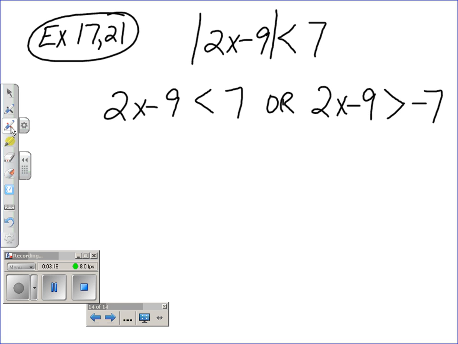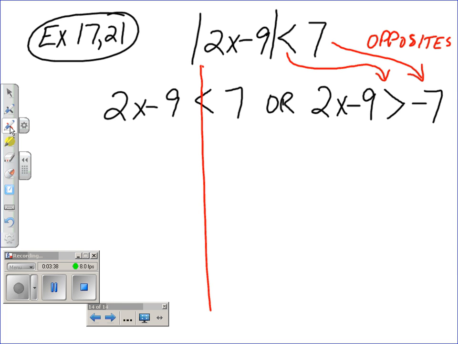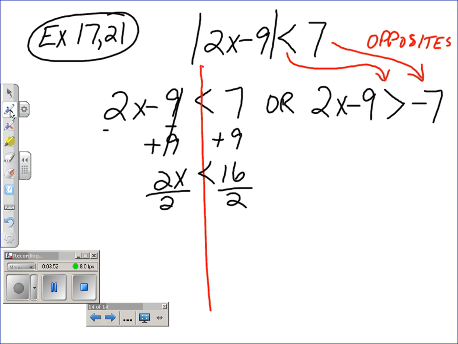Now notice what I did. I had to change the 7 to its opposite. All right, we talked about that. You also have to change the inequality symbol to its opposite. So if it's less than, it changes to greater than, and vice versa. So let's solve each one separately. I'm going to isolate my x over here. So I'm going to get rid of my 9, and then I'm going to get rid of my 2. Let's add 9 to both sides. 9's gone. 2x is less than 16. Let's divide that 2 off of there. 2 is gone. X is less than 8.